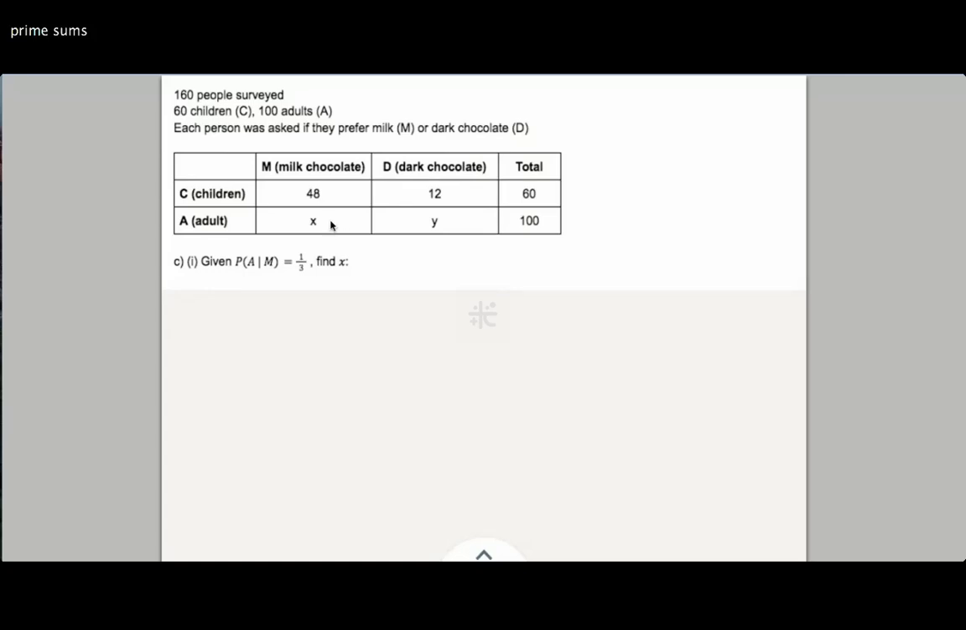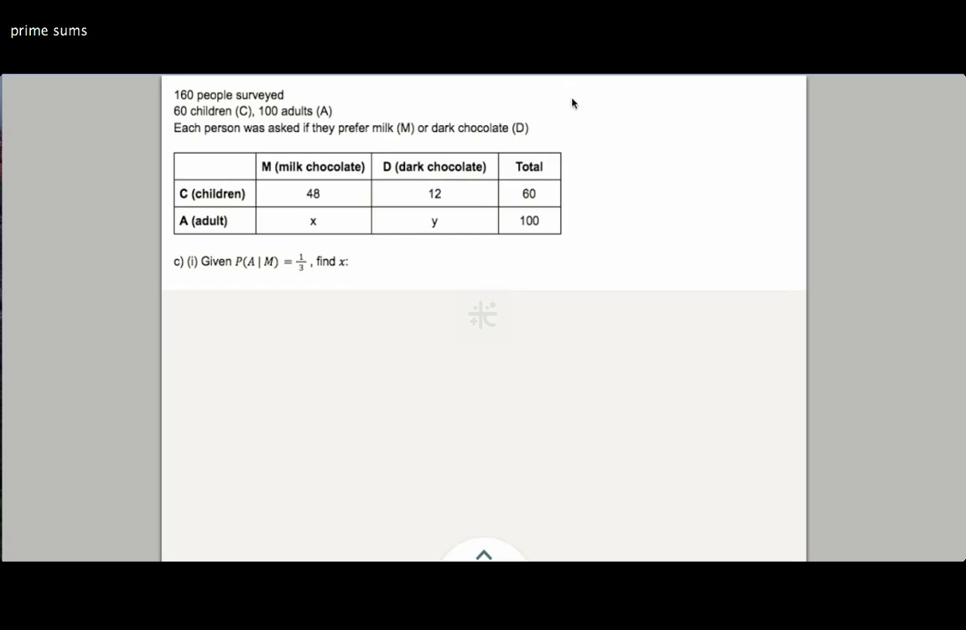Part C. So this is a two-part question. In part C1, we're told that the probability of A given M is equal to 1/3, and we're asked to find the value of x. So I copied in here the table.